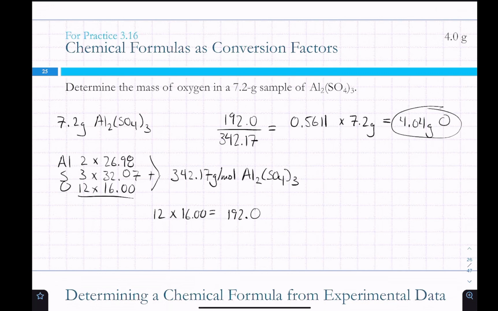Is that tracking for everyone? Basically, for any compound, if you know what the formula is, you can calculate what the mass percent of any element or combination of elements would be in that compound. No, because it's 7.2 grams. Thank you. 2 sig figs.